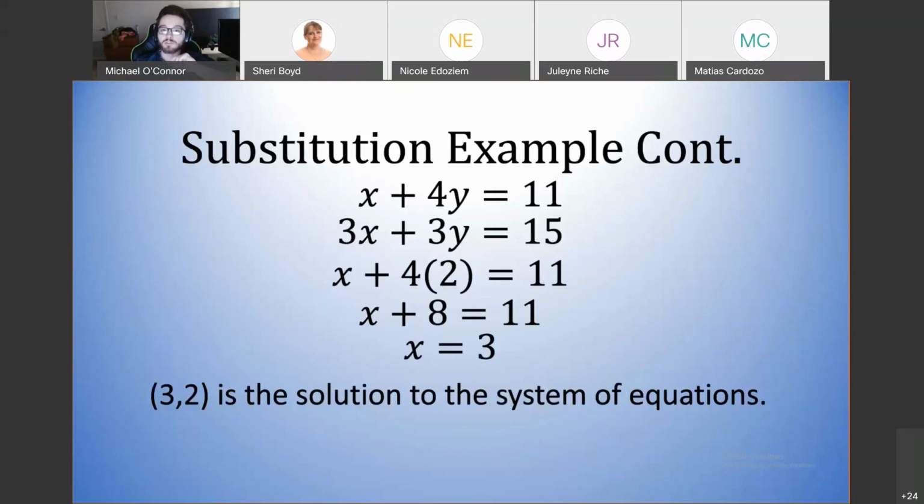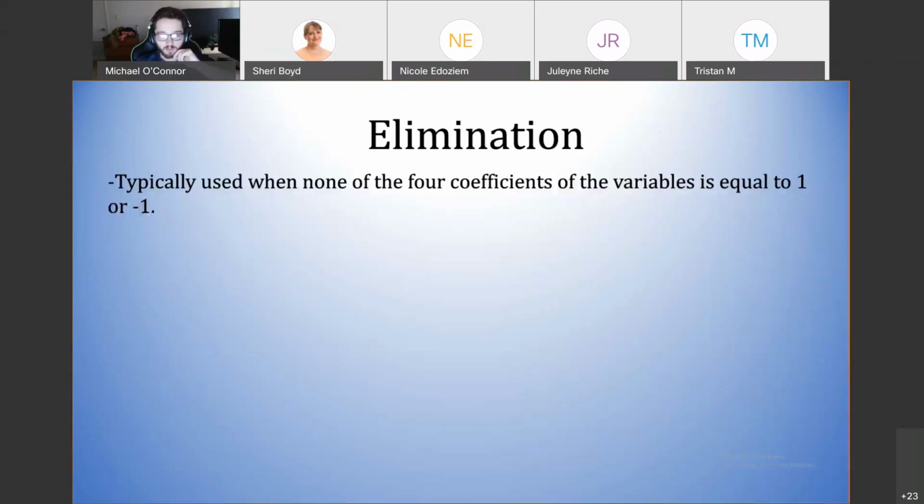Does that make sense for everybody as far as substitution, how to do it for two equations and two unknowns? Yes. Okay, cool, awesome. Yeah, so it's pretty basic review of algebra one. Been doing this since algebra one or algebra two. So good. Okay.